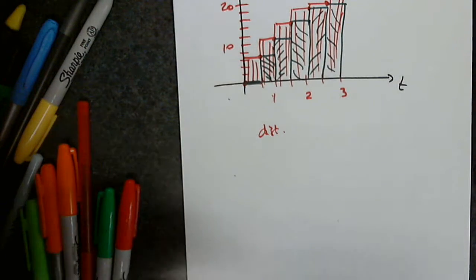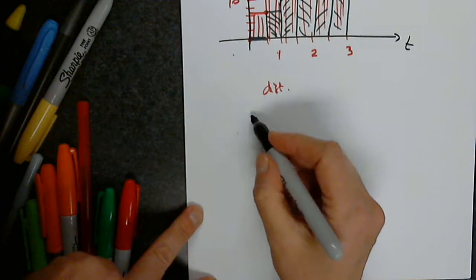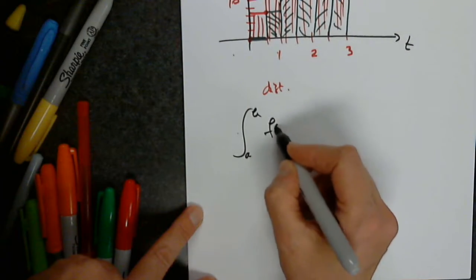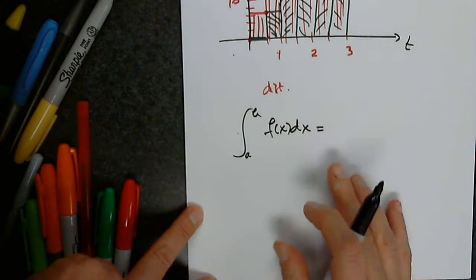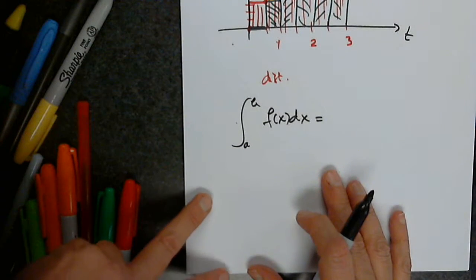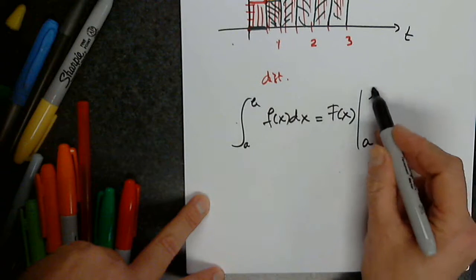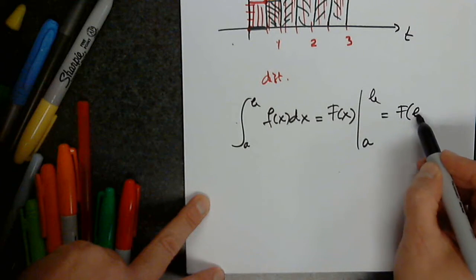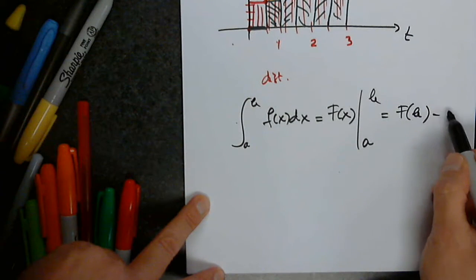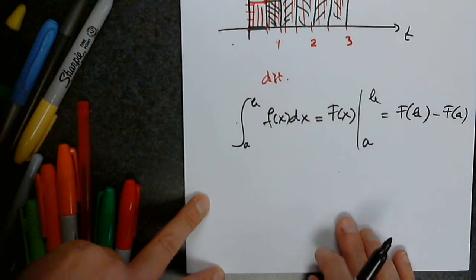We know that the integral from a to b of f of x dx is F of x evaluated from a to b. So this is F of b, the antiderivative evaluated at b, minus the antiderivative evaluated at a.